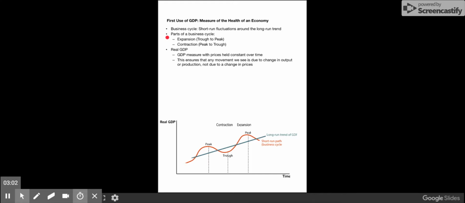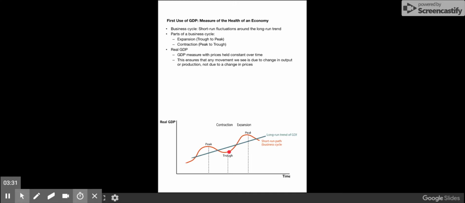Now, how do we measure a business cycle? An expansion is measured from a trough, which is the bottoming out of the economy, to the peak. So this could take 18 months. It could take 5 years. It could take 10 years for an economy to come out of a deep depression, which is essentially what this trough is, and to reach its peak again, right? And so whatever the duration of this time period is, that's called an expansion.